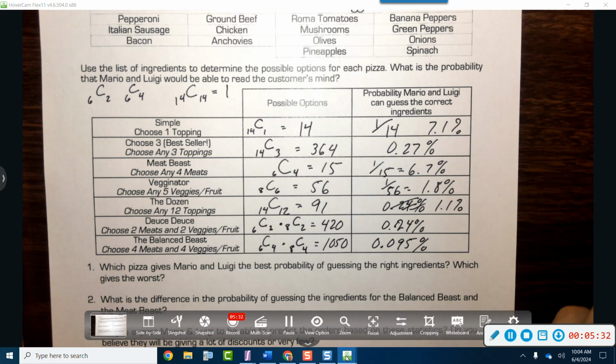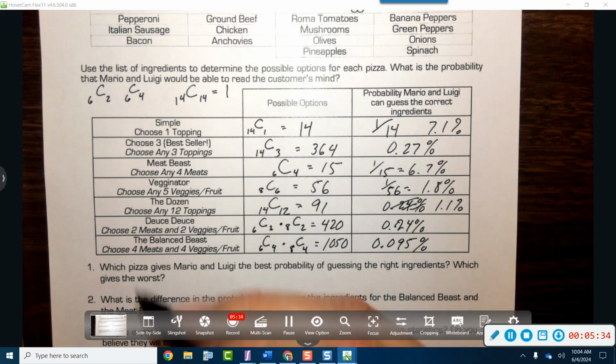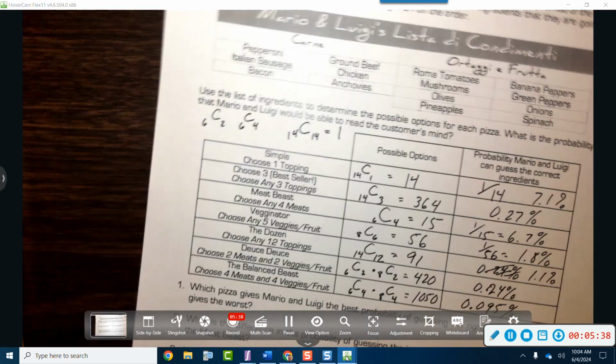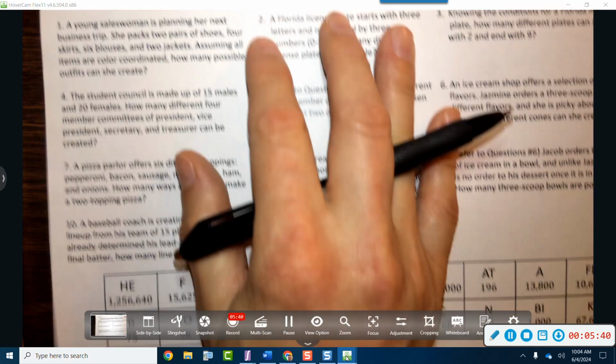Okay. All right. So I'm going to just ignore those questions for now. This is what I want you to focus on for the test. And then we'll get to the back here.